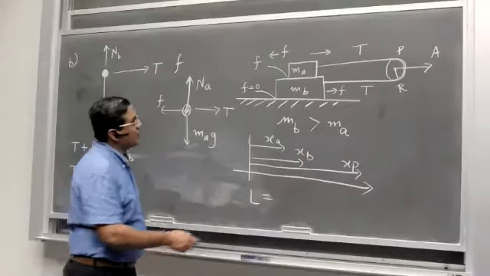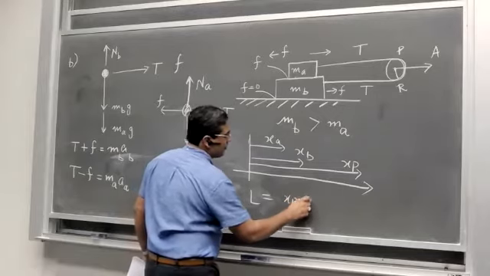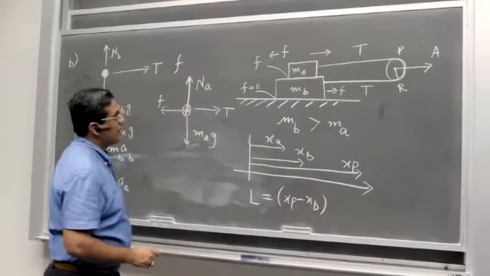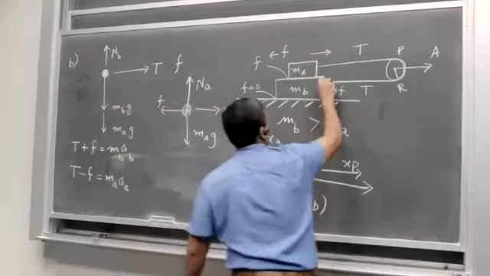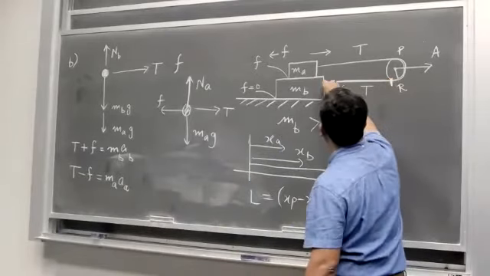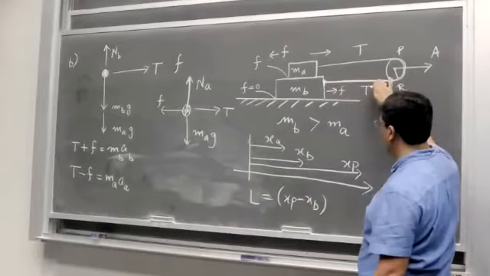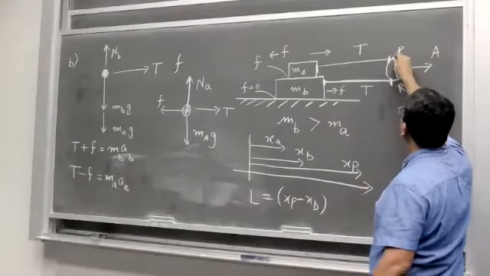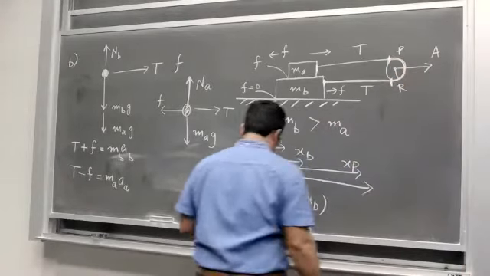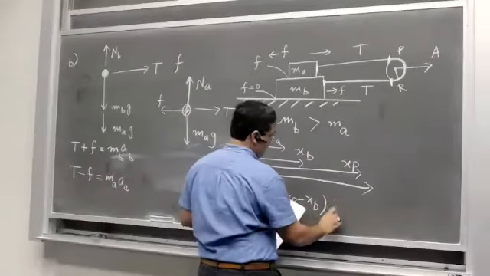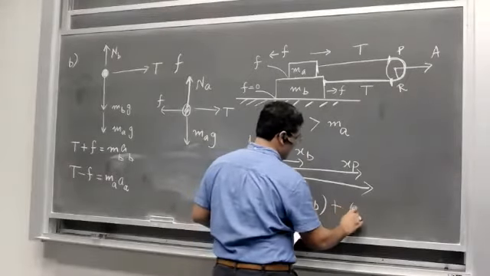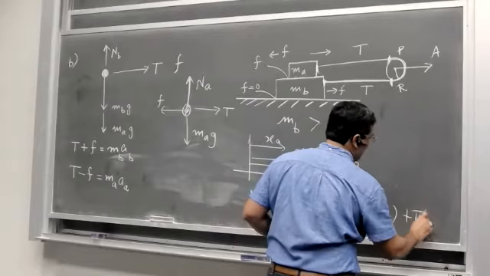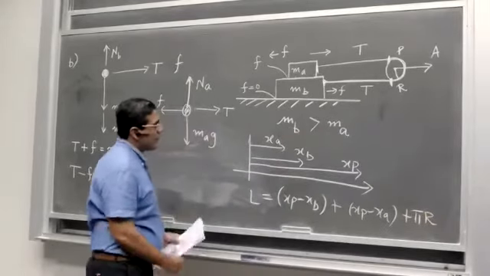No, x_P minus x_B, right? x_P minus x_B would give you this segment. x_P minus x_A would give you this segment, okay? And pi R would give you this segment. Does it make sense now? All right, plus pi R.